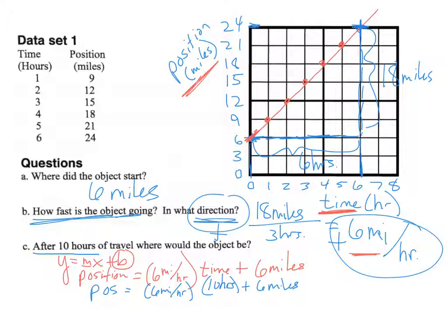Well, if you take 6 miles per hour times 10 hours, hours cancels hours. We get 6 miles times 10, that's 60 miles, plus another 6 miles. That's a total of 66 miles. And that equals position. So that is how you can find out where the object is after 10 hours of travel. Hope that makes sense. Moving on. Next page.